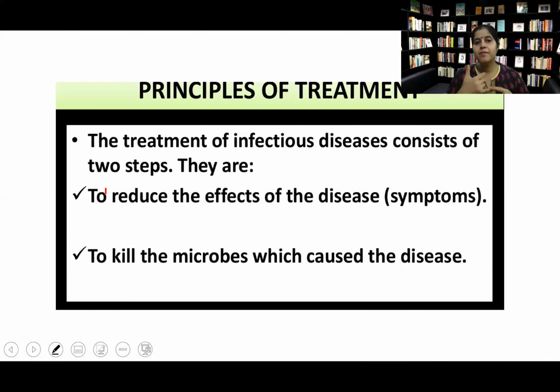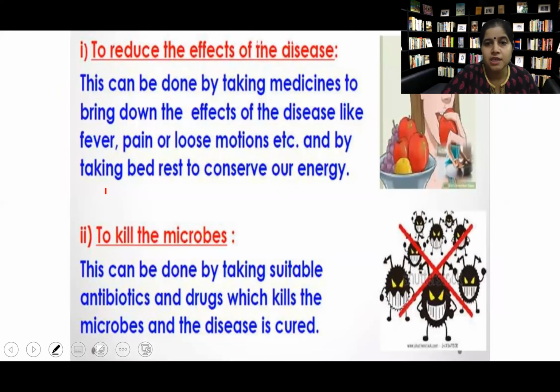And we can kill the microbes as well. We have to kill the cause of the disease, that is microbes. We have to kill the microbes to reduce the effect of diseases. So these are the principles of treatment to reduce the effect of the disease. So now, how can we reduce the effect of diseases?